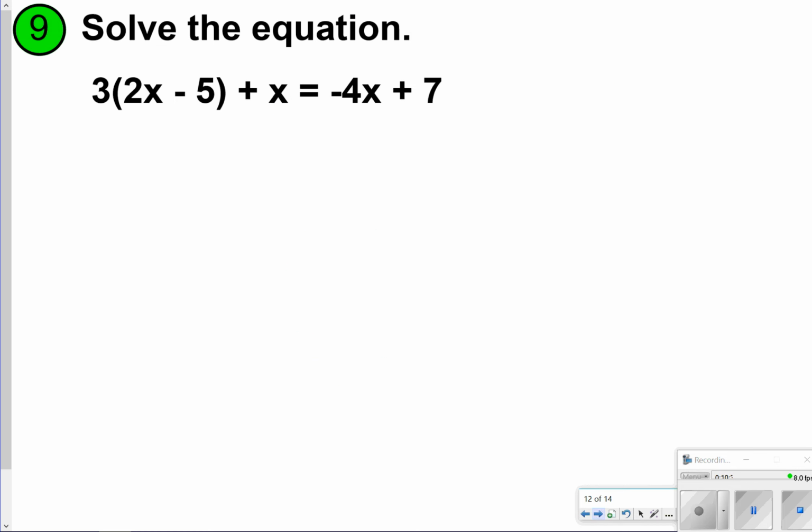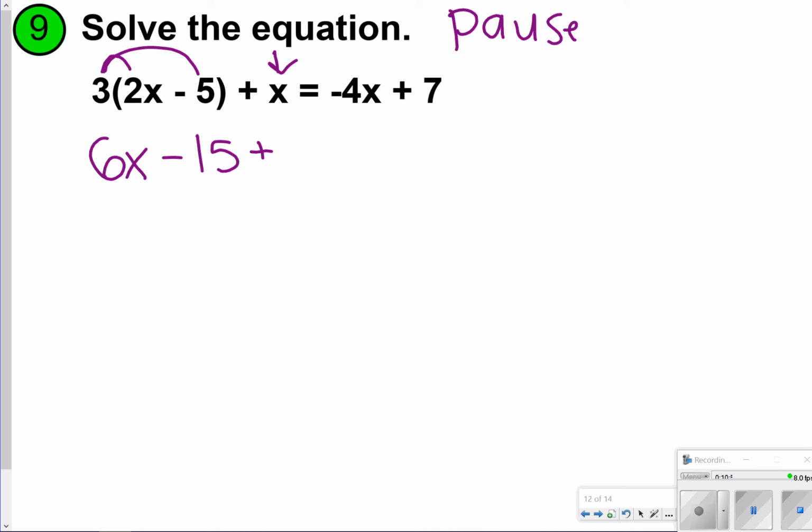Last one, here's one for you to try. Again, let's pause it, try it. Be careful of this extra guy right here. Once you've tried it, you should have distributed first. 3 times 2x is 6x. 3 times negative 5 is negative 15. And then I have plus x is equal to negative 4x plus 7.